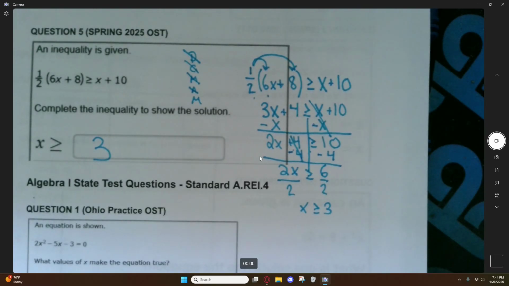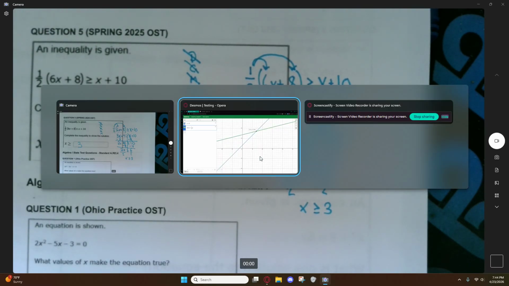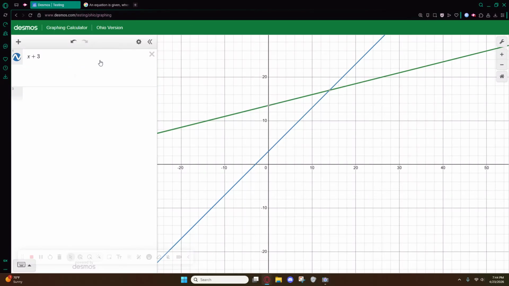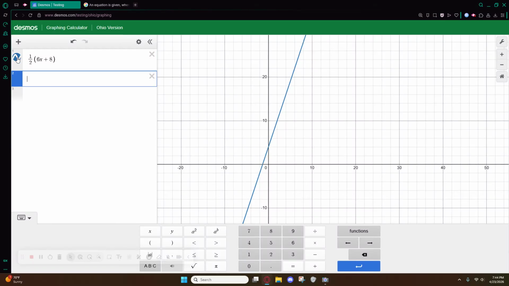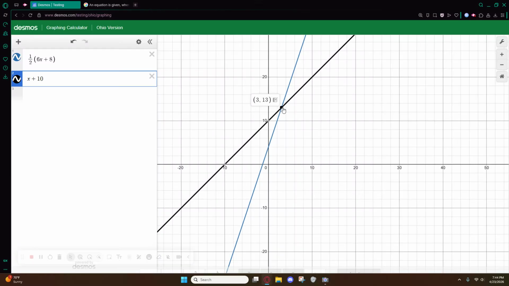Now, could we have put this in the Desmos? Let's see. 1/2 times 6x plus 8, and x plus 10. Where do they cross? 3. Done. Simple as that.